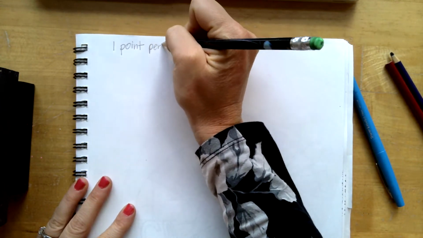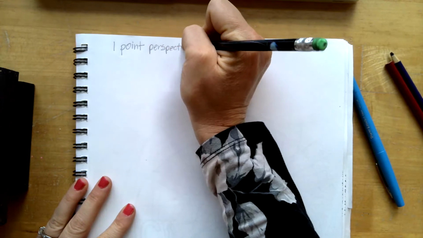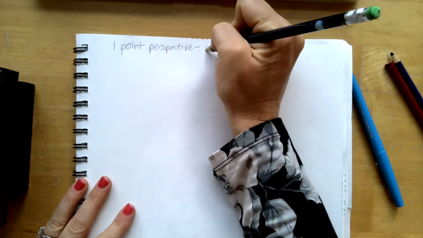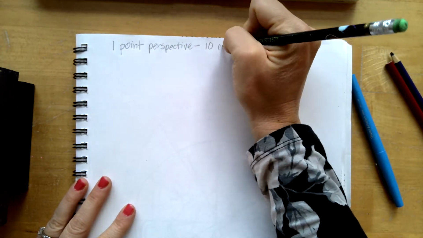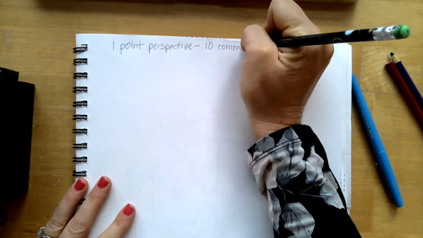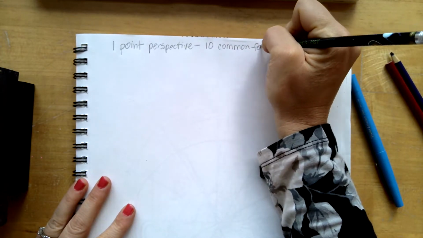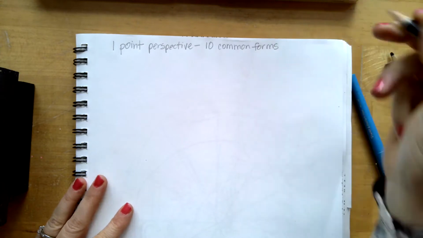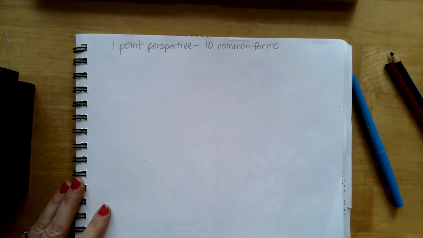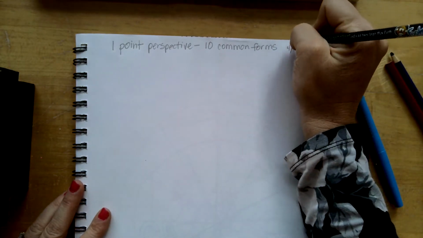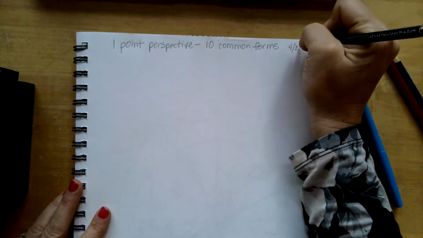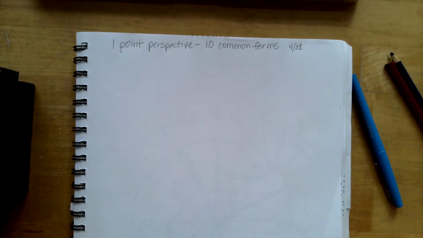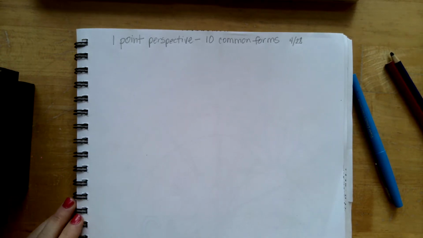So how to set up your paper today, you're first going to do a title, 1-point perspective. We're going to call this 10 common forms. And then, of course, we'll want to date it, and you'll want to write your name too, just so we know what this assignment is in your sketchbook and you know what to turn in.